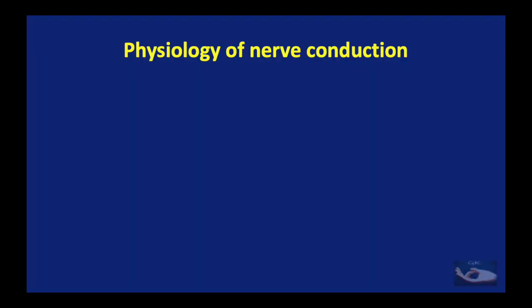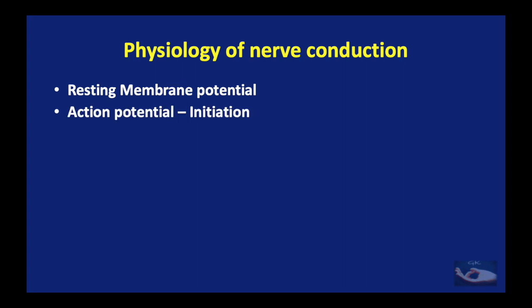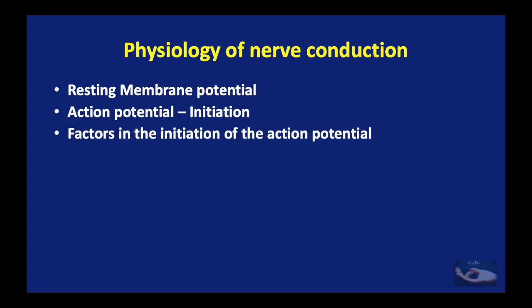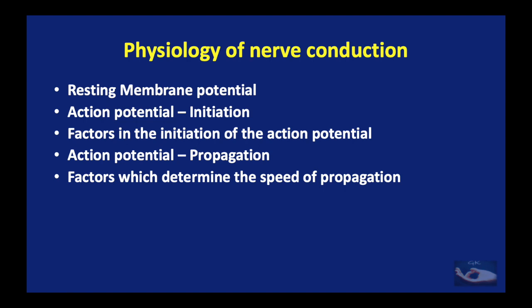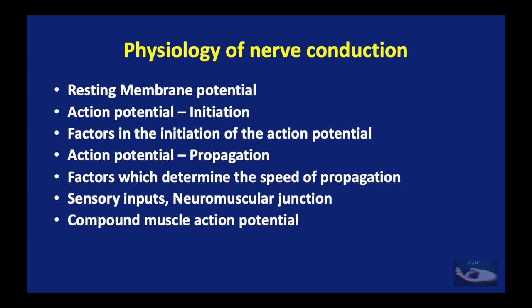Our agenda today on learning about the physiology of nerve conduction will encompass the understanding of the resting membrane potential, the method by which the action potential is initiated, and the factors involved in the initiation of this action potential of the nerve, how this action potential is propagated along the length of the axon, the different factors which determine the speed of this propagation, the neuromuscular junction, and finally the physiology of the development of the compound muscle action potential and the sensory nerve action potential, along with the clinical applications of all these topics.